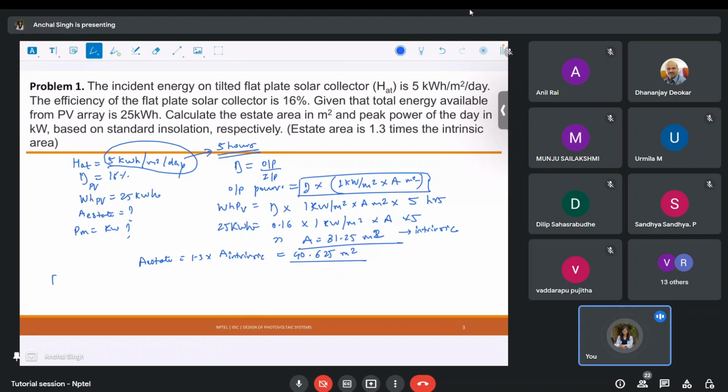And they had also asked us to calculate the peak power. So peak power can be quickly written as W_HPV by the H equivalent, that is 5 hours. This is the equivalent hours. This is 20 kilowatt hour by 5 hours, which will give me 5 kilowatts. This is the peak power requirement.